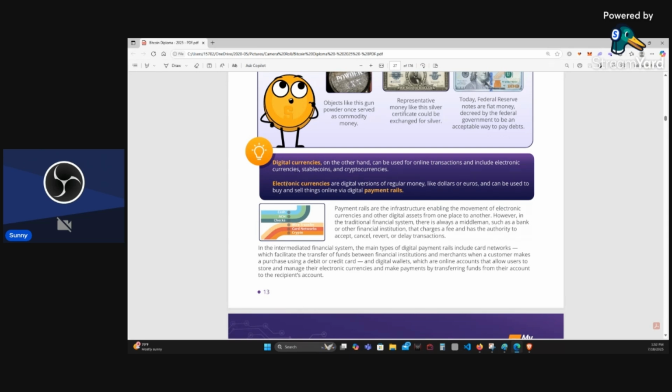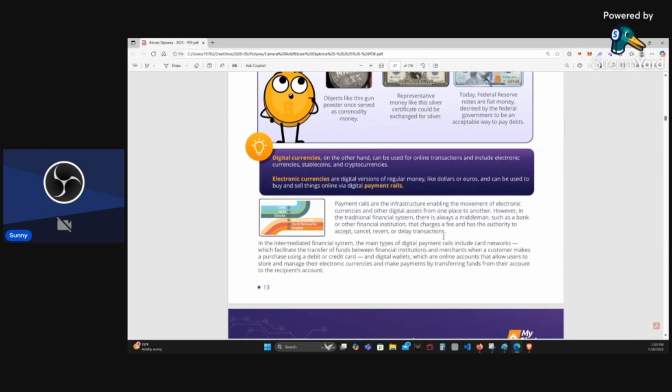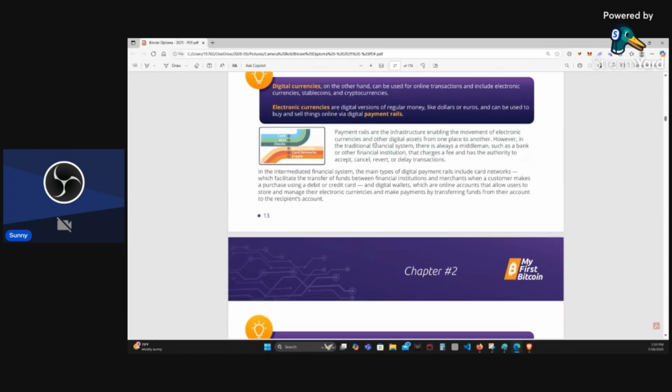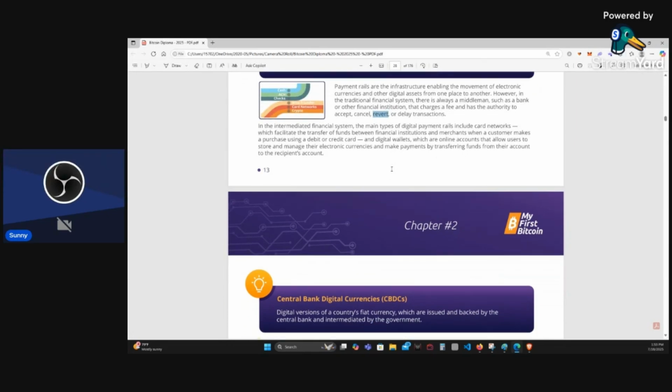Then we have electronic currencies, which are digital versions of regular money like dollars or euros, and can be used to buy and sell things online via digital payment rails. So like Cash App and Chime and Zelle, and all that great stuff. Payment rails are the infrastructure enabling the movement of electronic currencies and other digital assets from one place to another. However, in the traditional financial system, there is always a middleman, such as a bank or other financial institution, that charges a fee and has the authority to accept, cancel, revert or delay transactions.